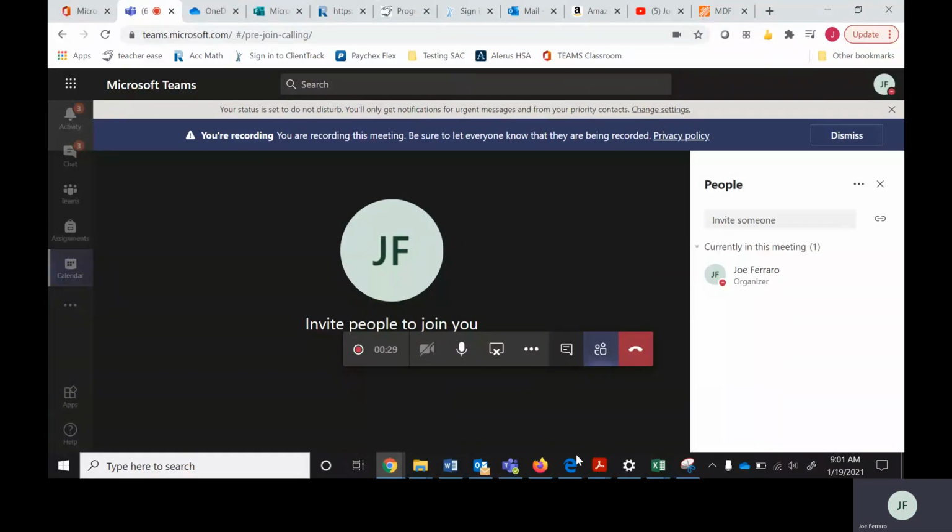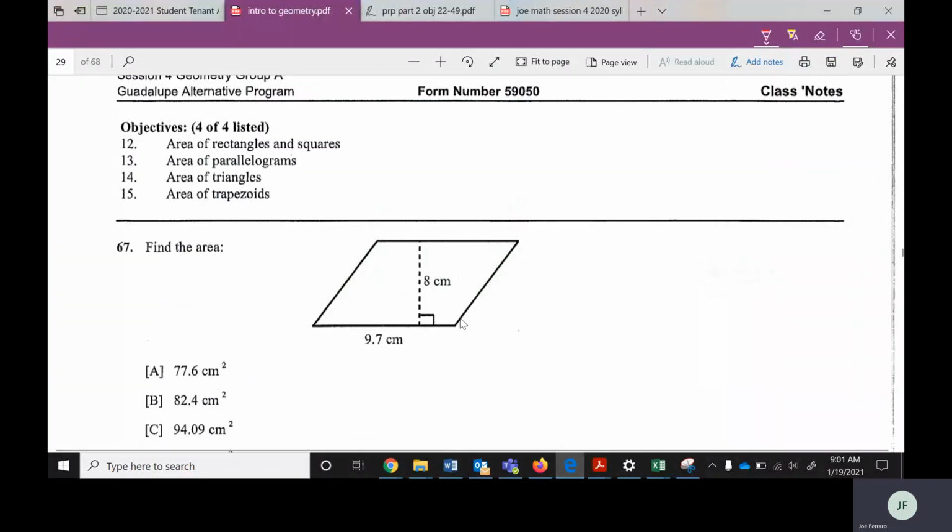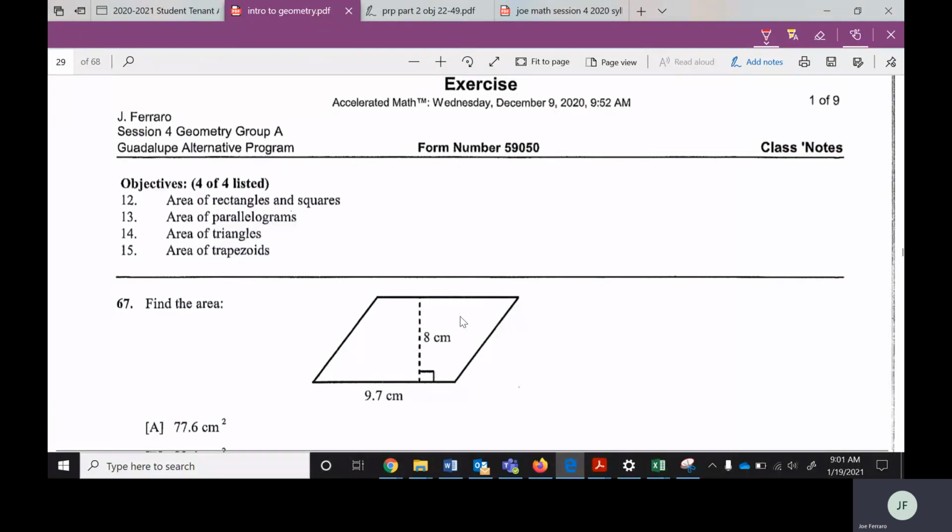If you don't have your packet out, hit pause and go grab your packet. Also, a reminder: you can pause anytime if things are going too fast or you didn't hear something. Remember, you're watching a video, so you can pause, rewind, and rewatch so you can get everything written down that you need. You should be open to this page here.